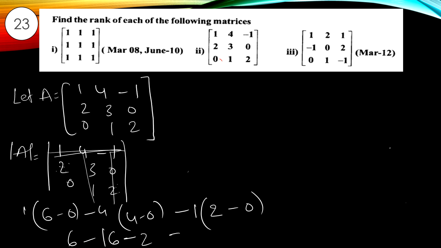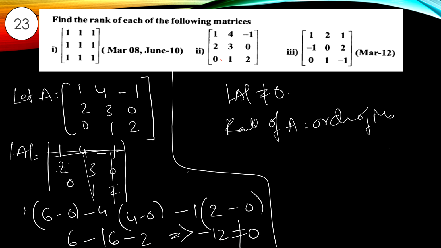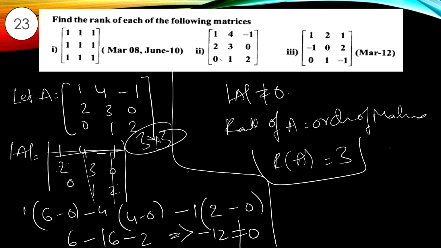From this we will get minus 12 as the determinant value, which is not equal to 0. So this is from case 1, right? Simple. If the determinant of A is not equal to 0, then we can say the rank of A is equal to the order of that particular matrix. This is a matrix of order 3 by 3, therefore the rank of A is equal to 3.